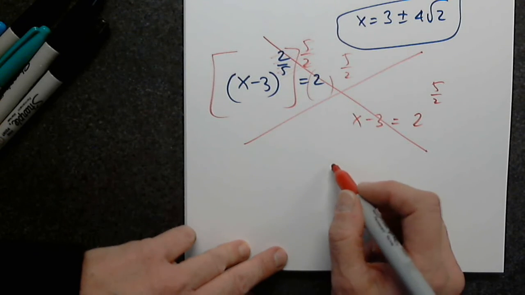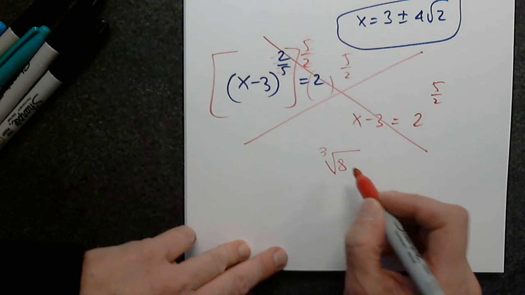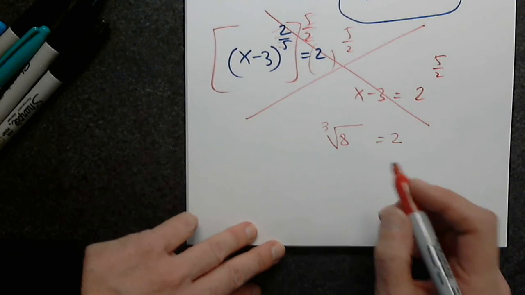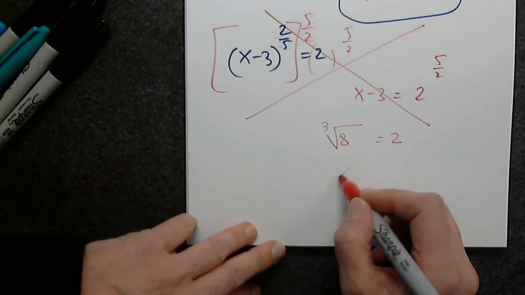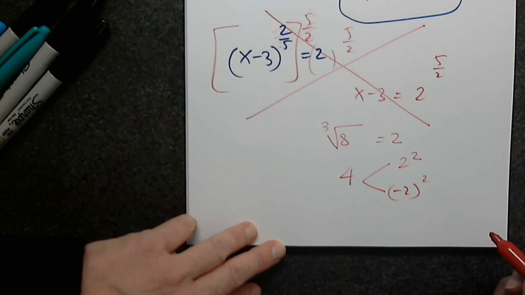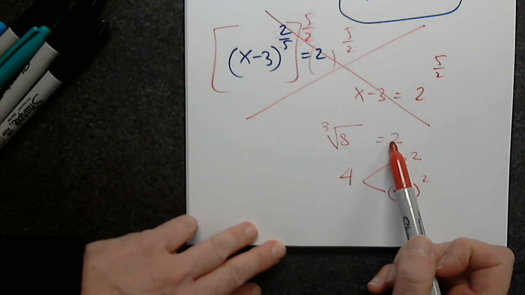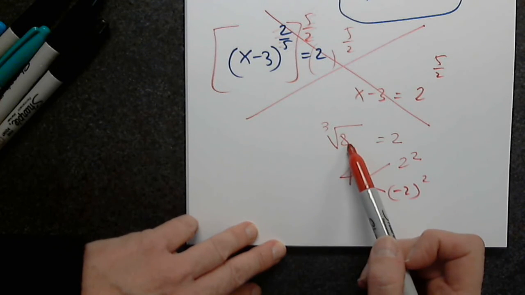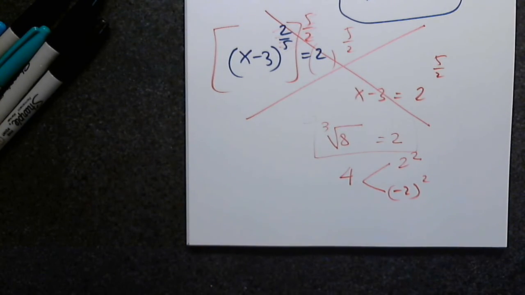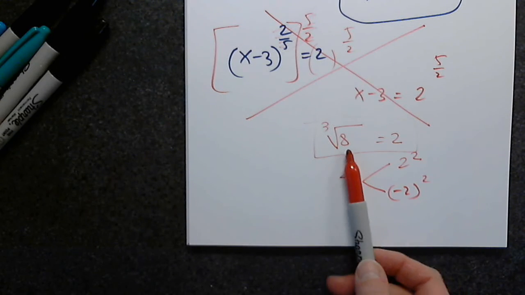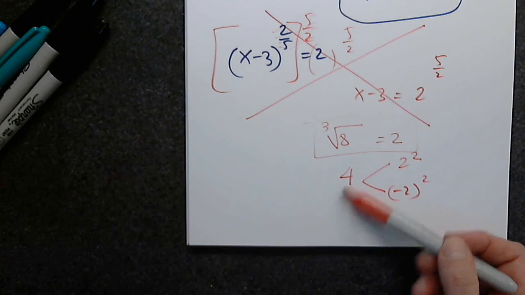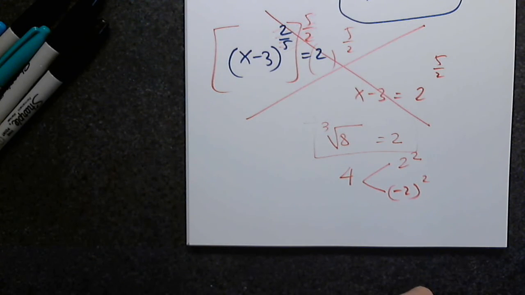Because remember, if we take the cube root of 8, we only have 2. But do I have two numbers that I can square to get 4? Yes. I can square 2 to get 4, and I can square negative 2 to get 4. But I cannot cube 2 and negative 2 to get 8. So when it comes to an odd power and real solutions, we only get one solution. I can't find two numbers that I cube to get 8. But I do have two numbers that I square to get 4. That's where the plus or minus is coming from.